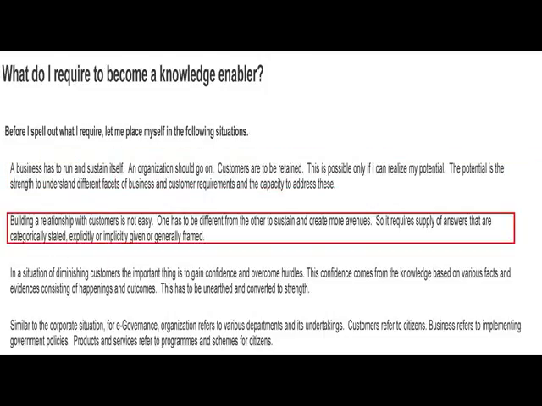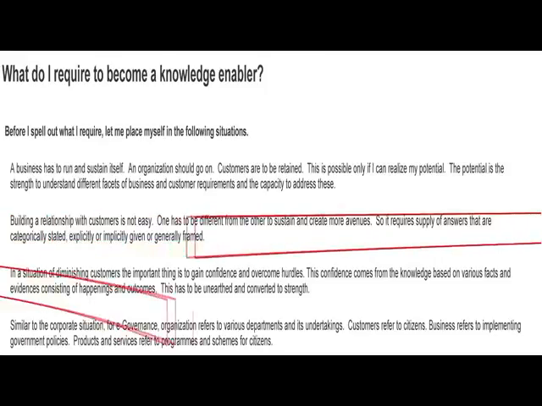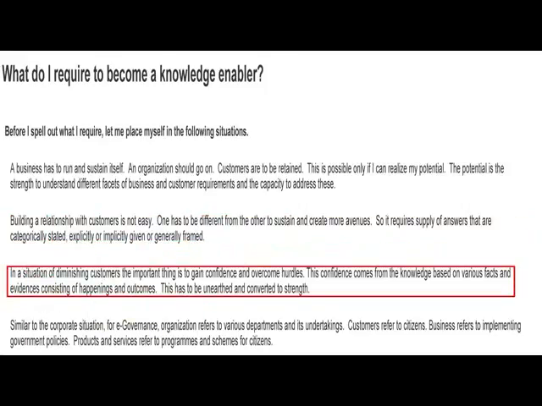Building a relationship with customers is not easy. One has to be different from the others to sustain and create more avenues. So it requires a supply of answers that are to be stated explicitly or implicitly, given or generally framed. In a situation of diminishing customers, the important thing is to gain confidence and overcome hurdles. This confidence comes from knowledge based on various facts and evidence consisting of happenings and outcomes. This has to be unearthed and converted to strength.